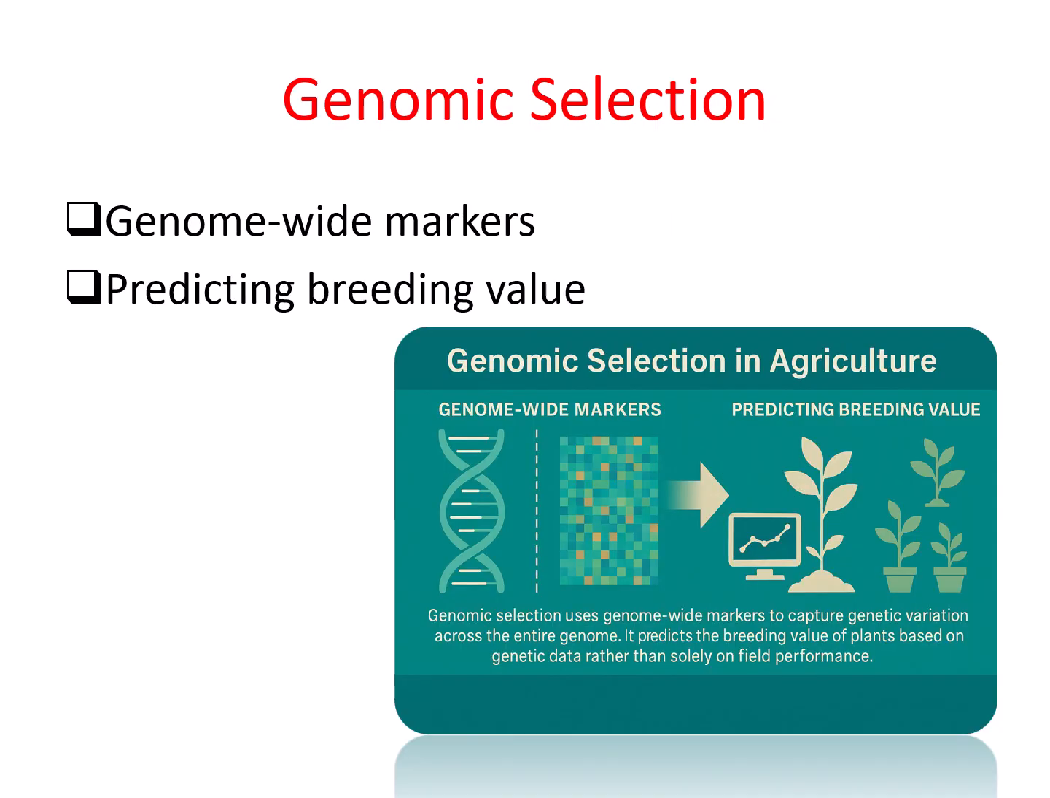Genomic selection uses genome-wide markers to capture genetic variation across the entire genome. It predicts the breeding value of plants based on genetic data rather than solely on field performance. This approach enables early and accurate selection of superior breeding lines. It accelerates crop improvement, reducing breeding cycles and boosting genetic gains.